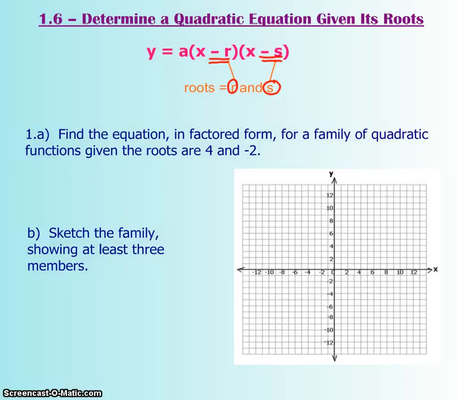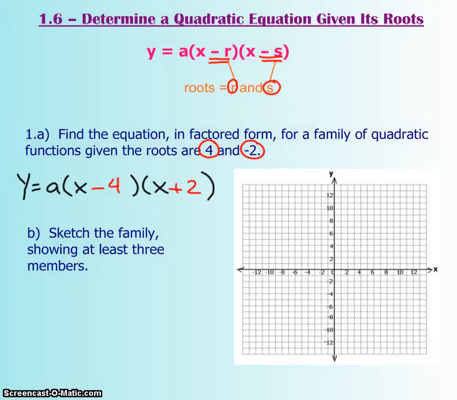Number 1. Find the equation in factored form for a family of quadratic functions given that the roots are 4 and negative 2. So they've given you the roots, and we have to put it into factored form. Okay, so there's factored form, and I'm going to replace each of the letters with the roots that they told us. So they gave us 4, and I'm going to put the opposite. They give us negative 2, and I'm going to put the opposite.